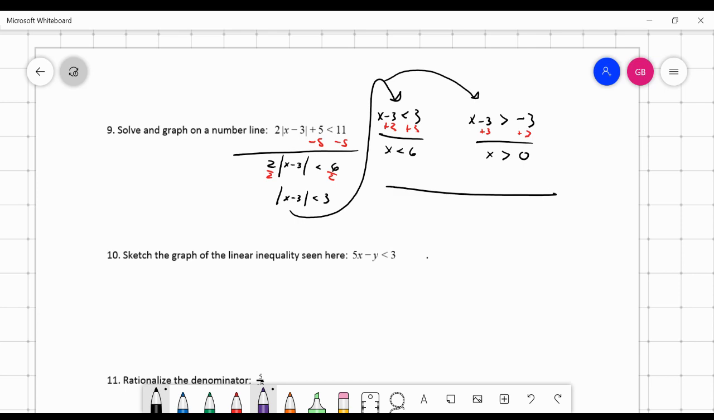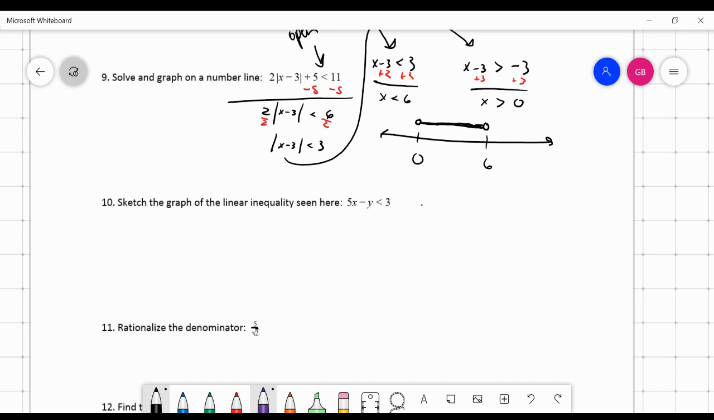So on the number line, remember these are open. The symbol here is the open one. You put open dots, and then it has to be less than 6, greater than 0, so they're going to connect in the middle. So we solved and graphed it.